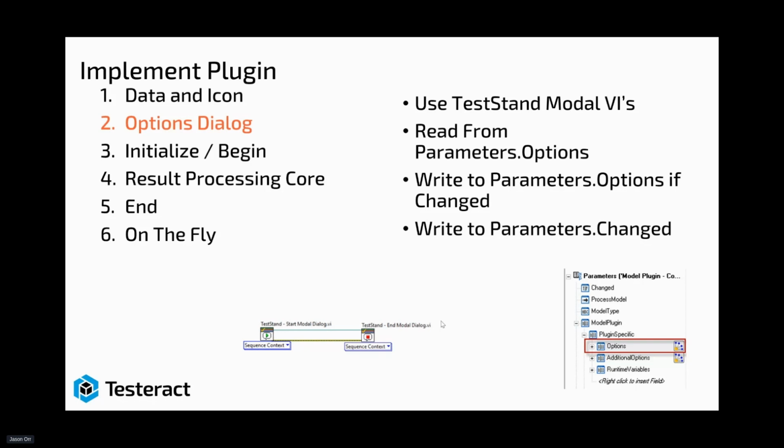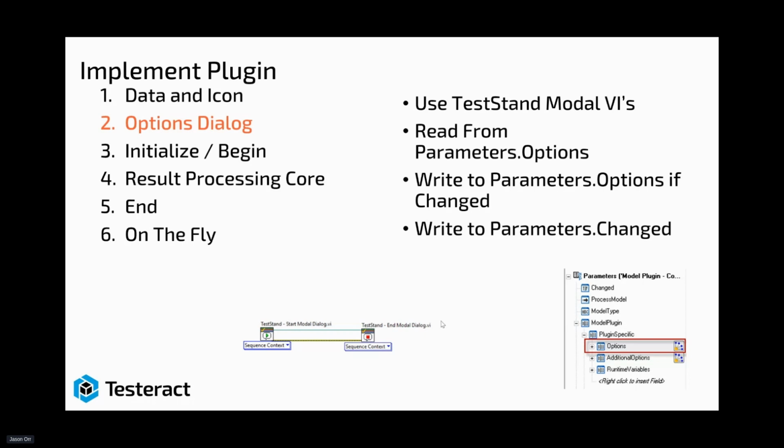Another thing you want to do inside your options dialog is read from parameters.options to be able to read in those options that are your default options for your plugin, which are going to be loaded from your result processing configuration file. If you write changes to parameters.options, through the user interface, people click things, change file paths or whatever, you want to write to parameters.options.